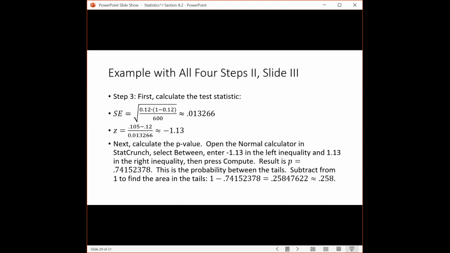All right, but that's not what we want. We don't want the probability that's between the tails. We want the probability that's in the tails. So we need to go through and subtract that from 1. So you take 1 minus that, and you're going to get about 26%.